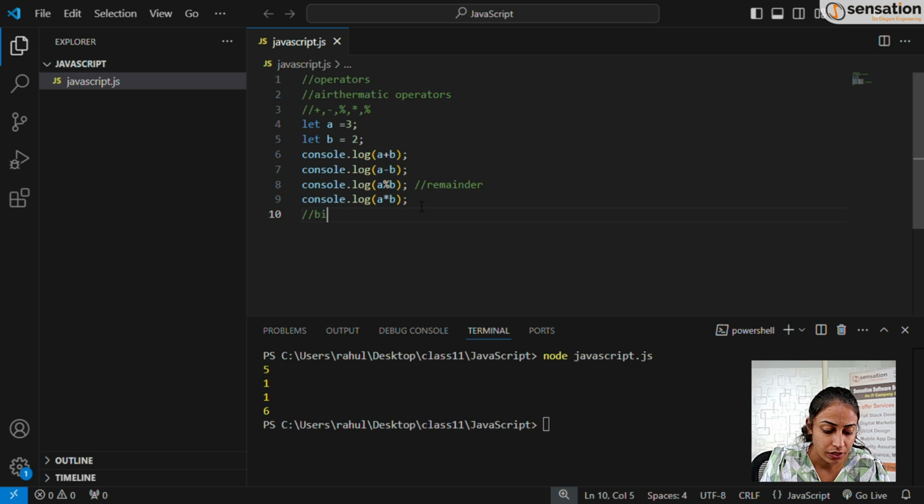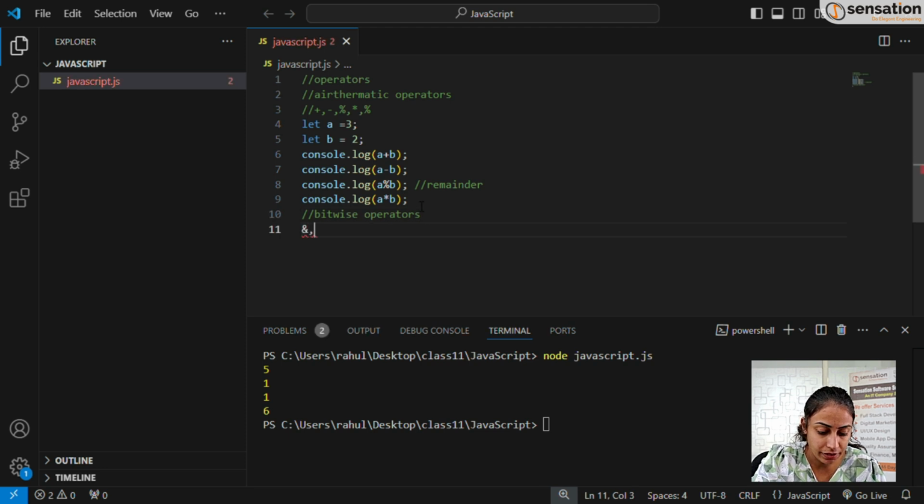Next we have logical operators, that are and, and or. And means that both conditions should be true, and or means that either one condition should be true.